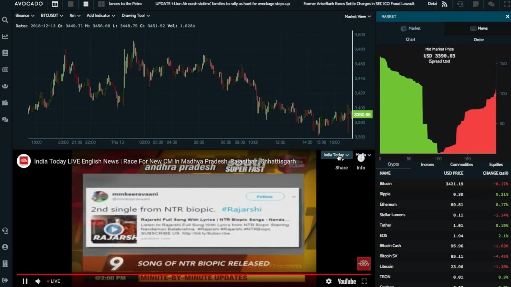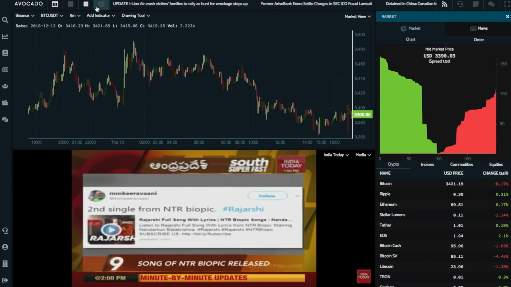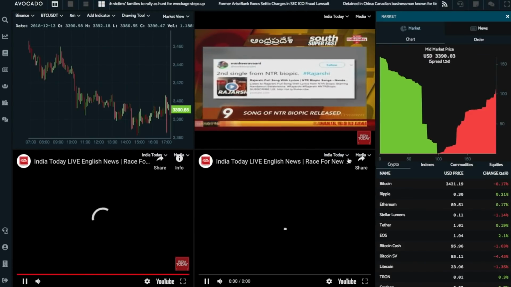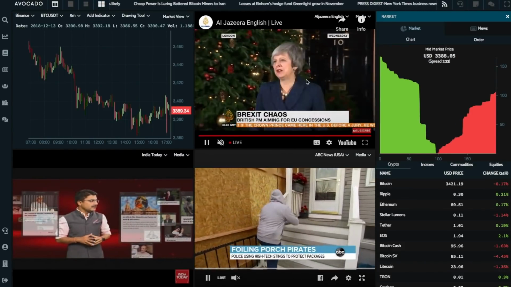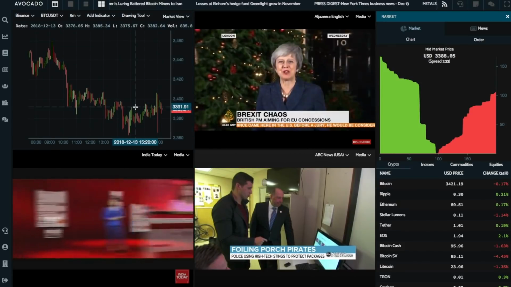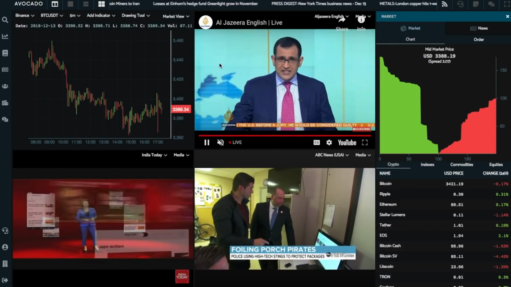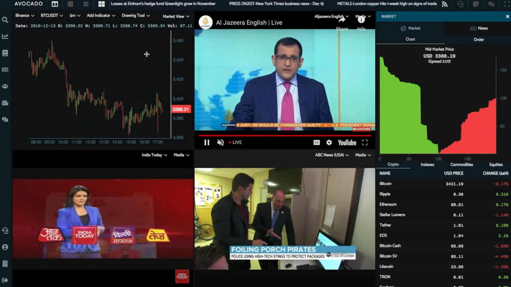So I really like this. I'm looking at crypto prices, but I can even do three at once and then just watch a bunch of news channels while analyzing crypto prices. And just looking at the macro is something I find incredibly useful.